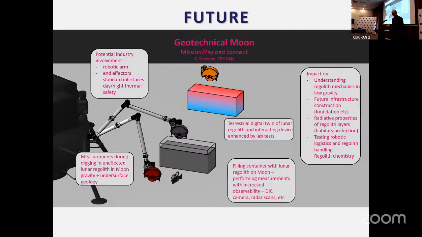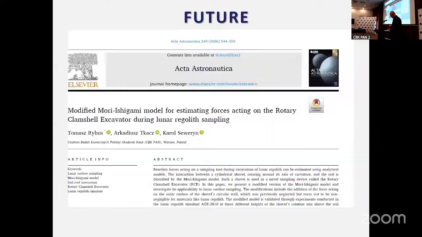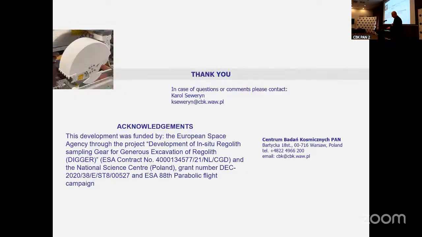So this is a bit of information. I am trying to finish the papers. This is something we already started. Here is a nice paper related to this topic, which we did together with Tomasz Rybus and Arkadiusz Tkacz. We plan for the future to have a paper from that experiment, and that's all. Thank you.